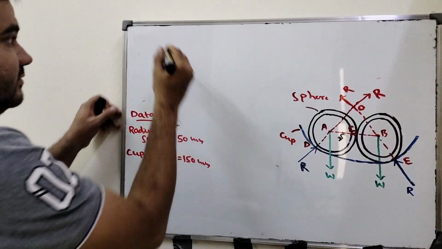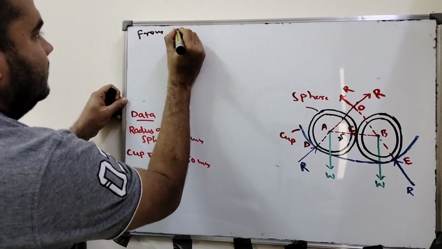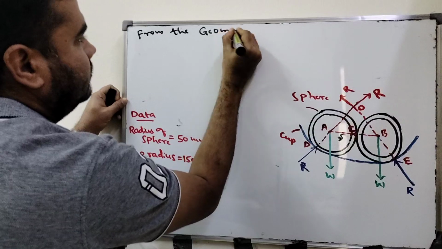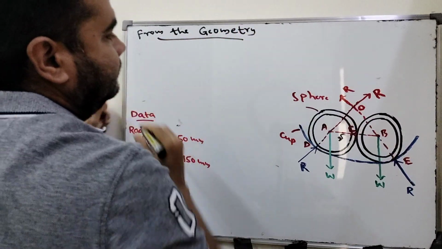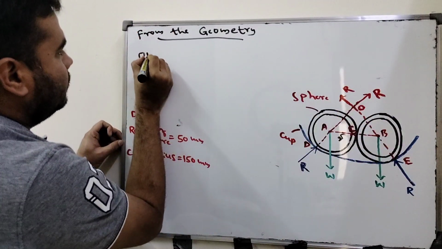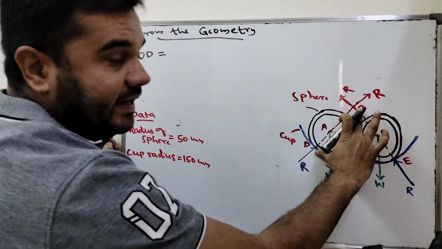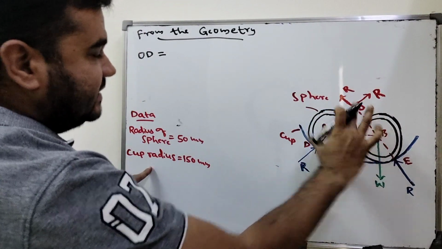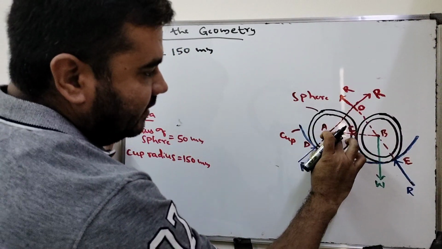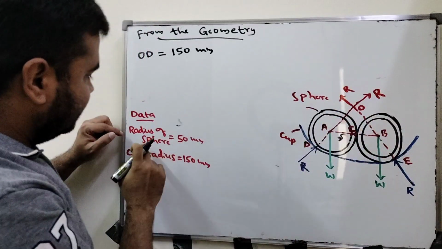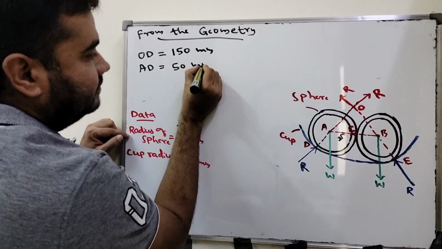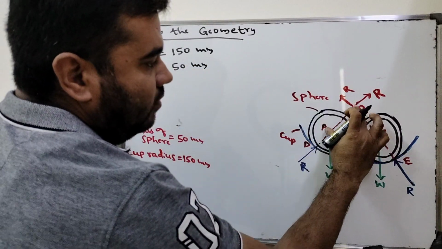From the geometry of the figure, we will go one by one. OD, what is OD? OD equal to 150 mm. OD is the radius of the cup. It is 150 mm, right? He is given 150 mm. How about AD? AD is the radius of the sphere. Radius of the sphere is 50 mm. AD equal to 50 mm, right?